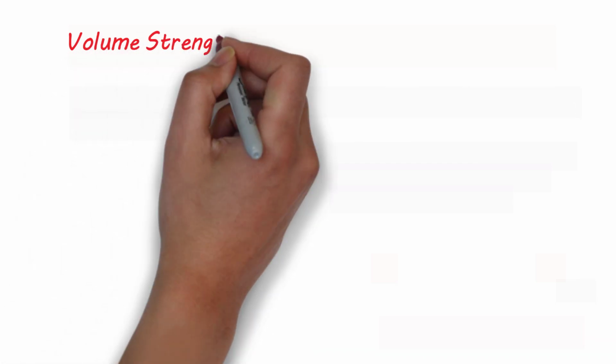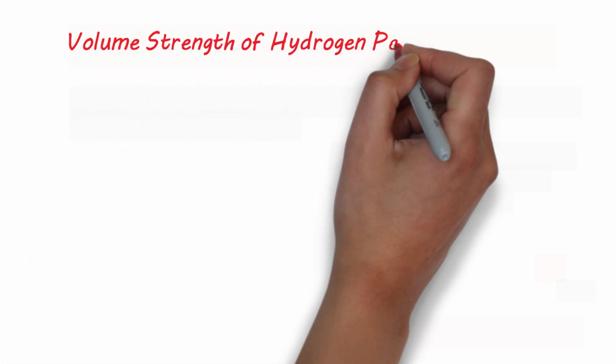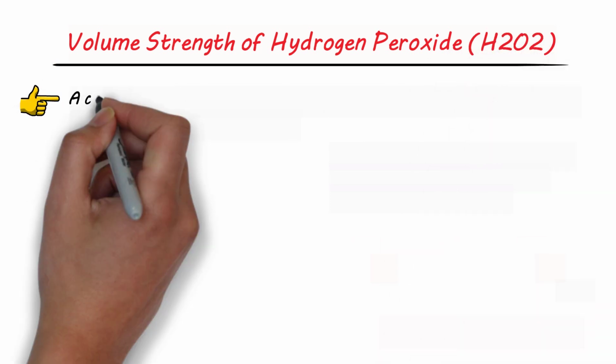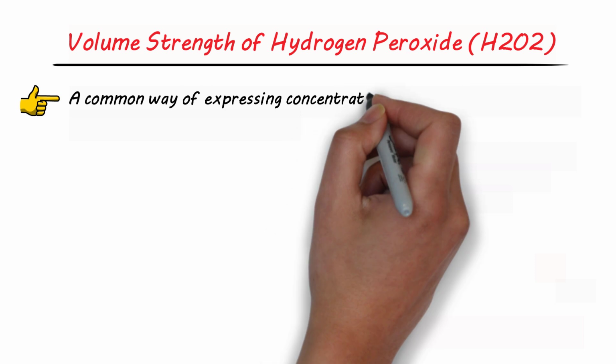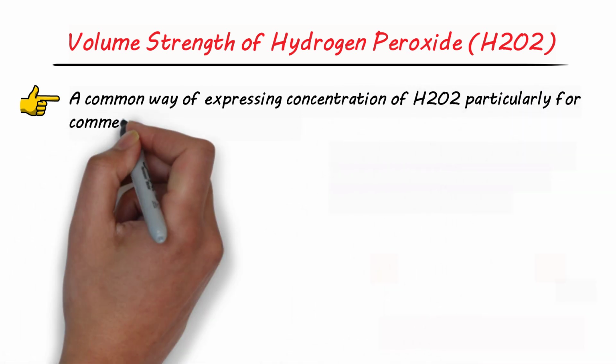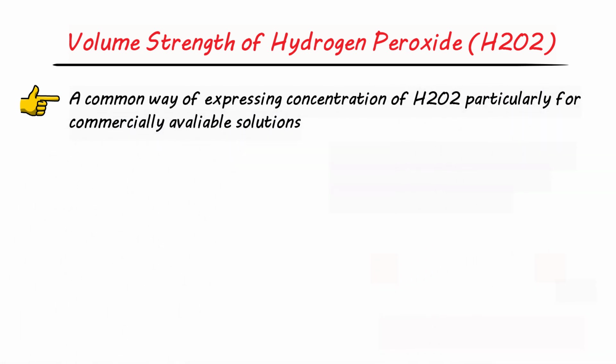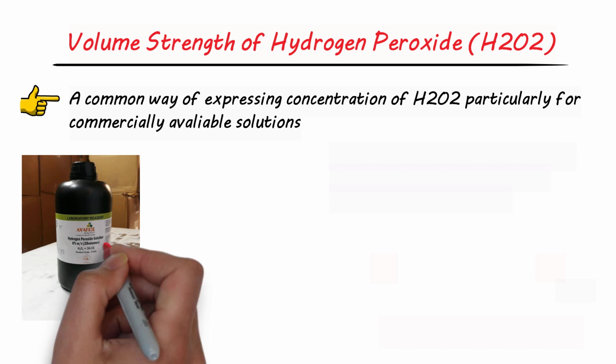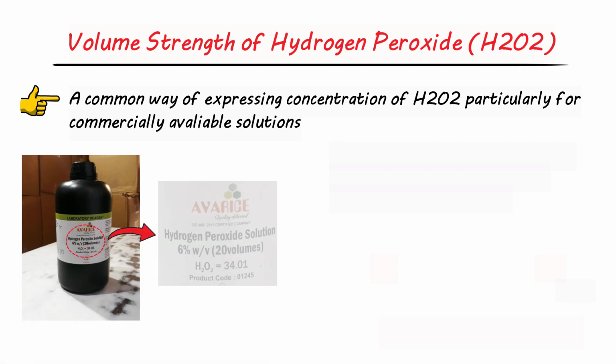Hello dear students, today we'll talk about the volume strength of hydrogen peroxide. This is a common way of expressing concentration of hydrogen peroxide, particularly for commercially available solutions. For instance, while looking at the description written on a reagent bottle, we see that it shows 20 volumes. This 20 volumes of hydrogen peroxide represents the volume strength of hydrogen peroxide.